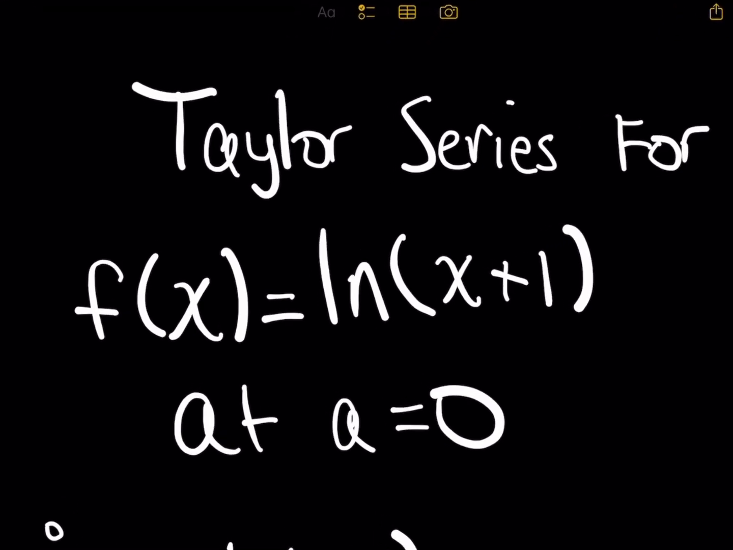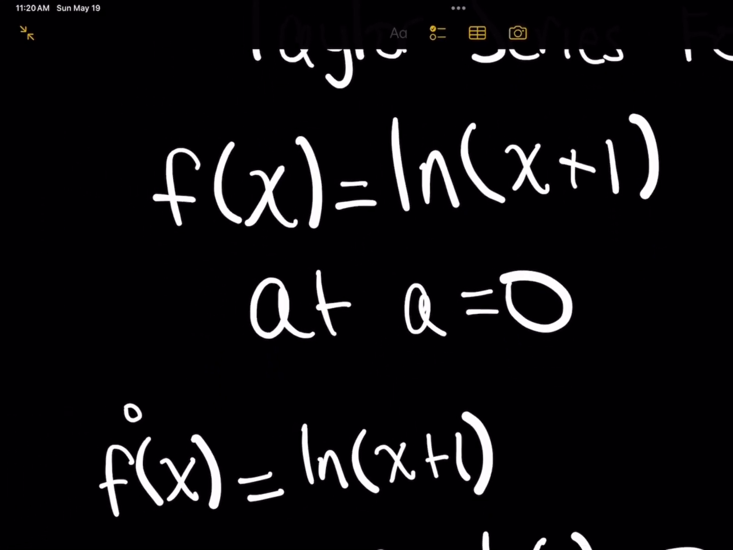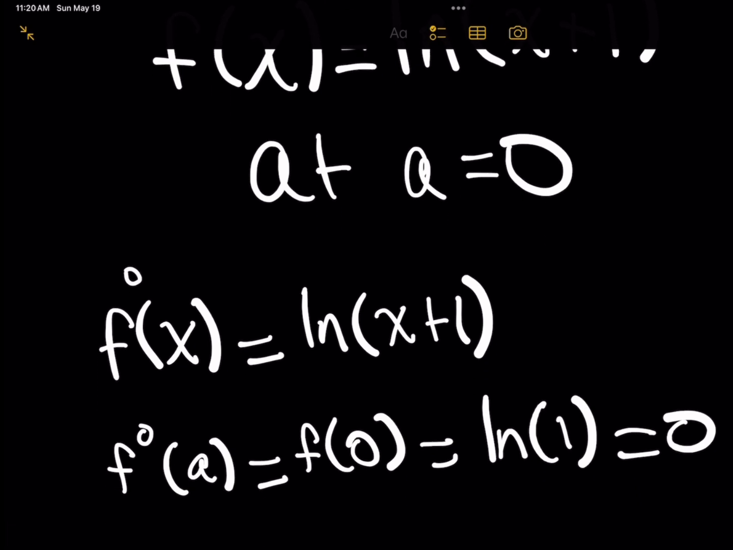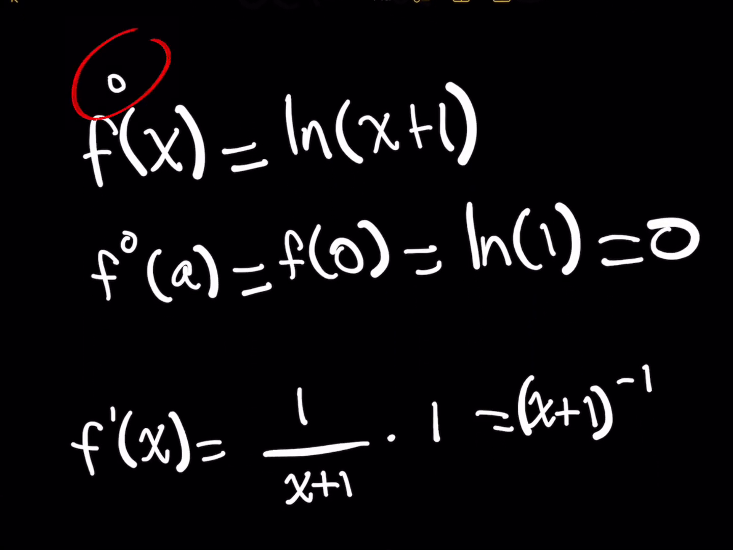Let's get started. For natural log of x plus 1, I want to center the function at a equals 0. I usually like a rule of thumb of taking 4 derivatives to see if I can get an idea of what the pattern will look like. For the 0th derivative, the original function itself, I put a 0 notation here to make it a little bit more clear to me. I'm going to evaluate this at x equals 0 because we're centering at 0. You'll get the natural log of 1, which will be 0 as the answer.